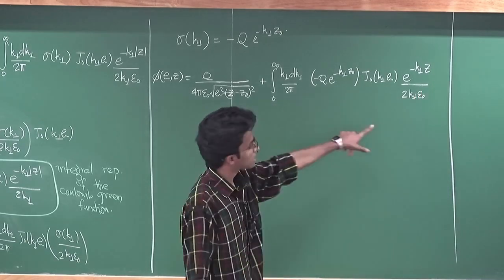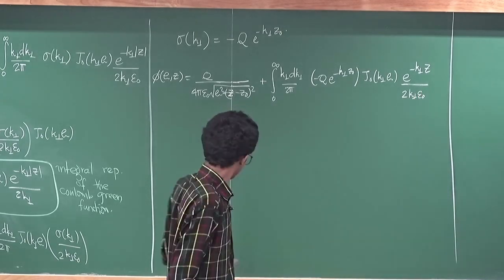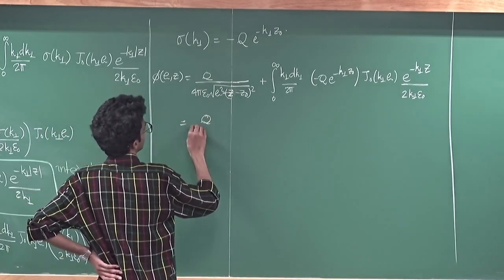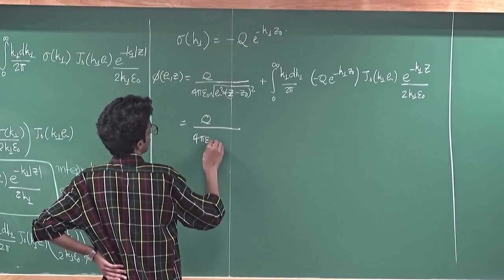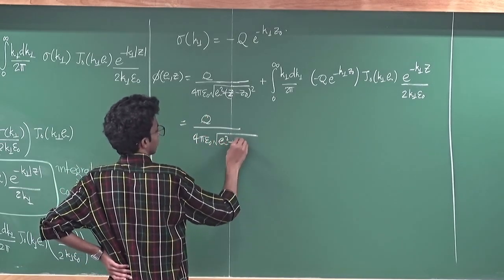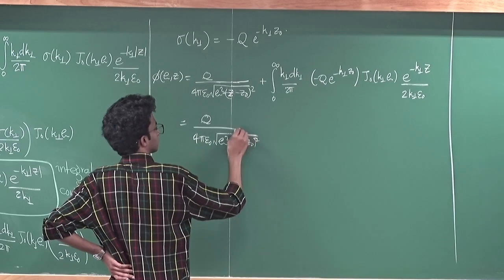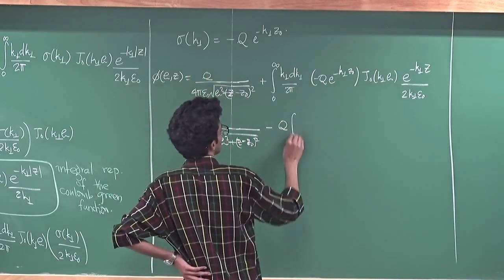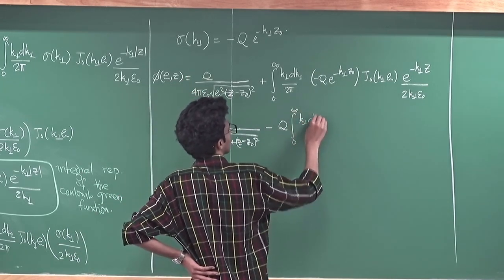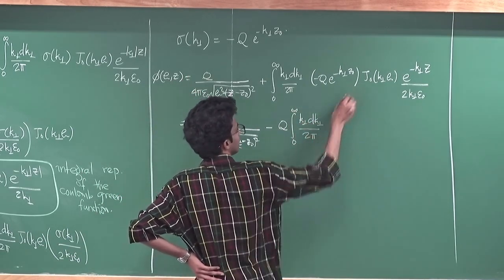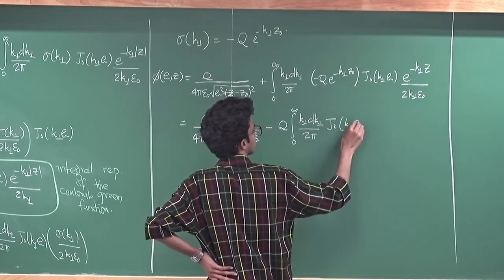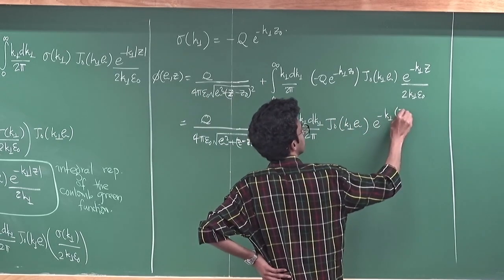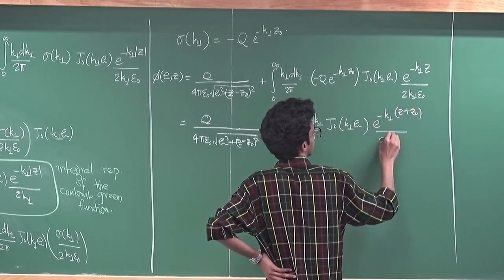But notice that this is in the form of the integral representation that I wrote down a minute ago. So you can just rewrite this as the following. That's just the first piece. Minus q times the integral from 0 to infinity of k perpendicular dk perpendicular over 2 pi J naught, where I took minus q outside, and you have e to the minus k perpendicular times z plus z naught over 2k perpendicular epsilon naught.